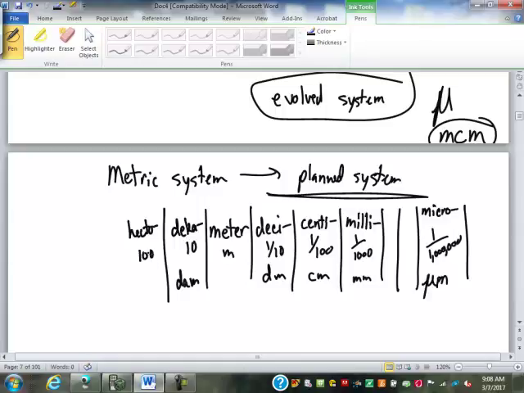Hecto is 100. So a hectometer, which is HM, is 100 meters. Kilo is 1,000. So KM is a kilometer, or 1,000 meters. And then again, we skipped 10,000 and 100,000.